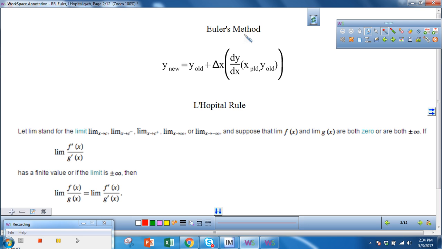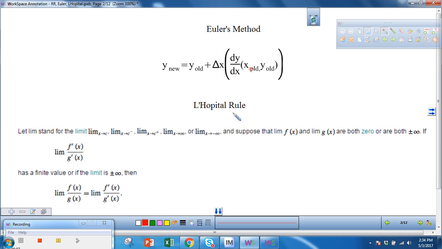So if you remember Euler's method, to find the new value, we start with the old y, add that to the step times the derivative, evaluated at x old and y old. That's Euler's method, and we use Euler's method to approximate a function when we're given its derivative.